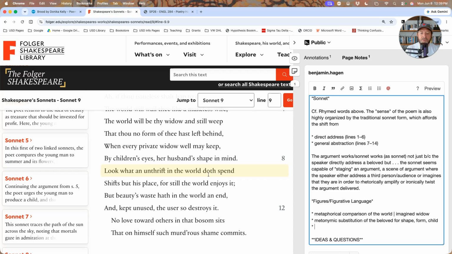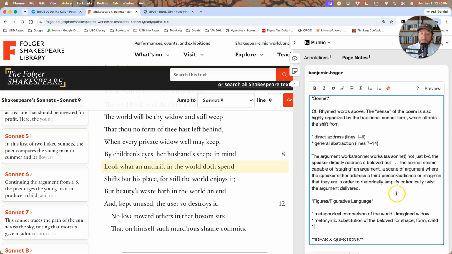Look what an unthrift in the world doth spend, shifts but his place, for still the world enjoys it. But beauty's waste hath in the world an end, and kept unused the user so destroys it. No love toward others in that bosom sits, that on himself such murderous shame commits.